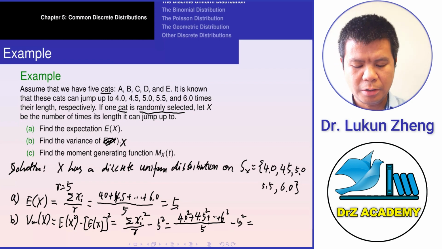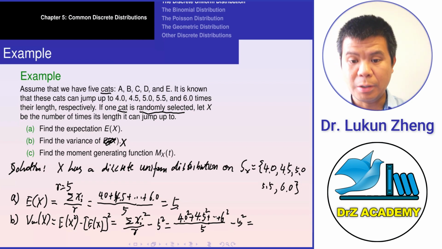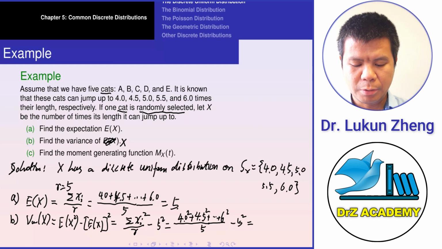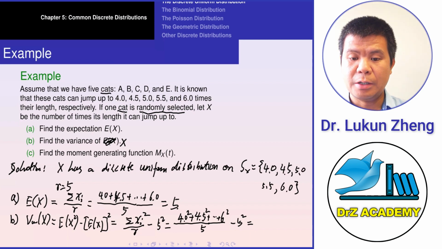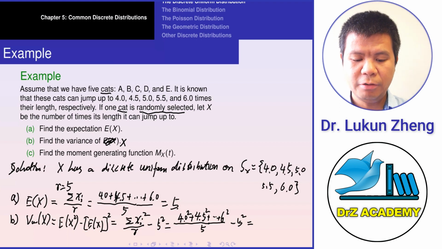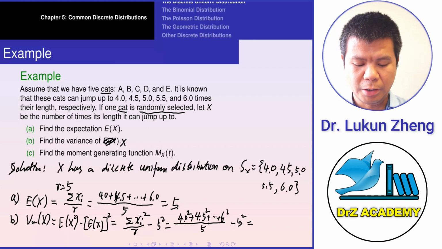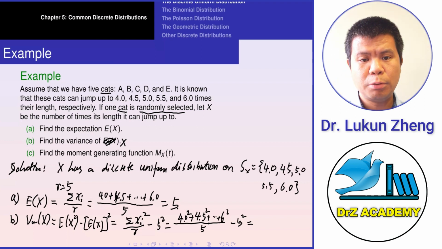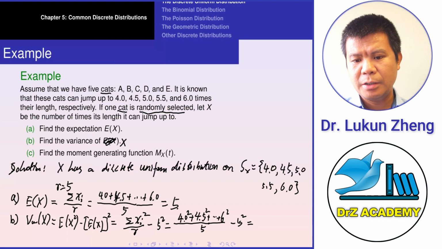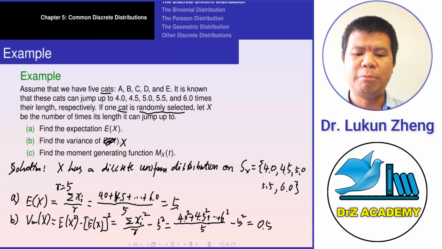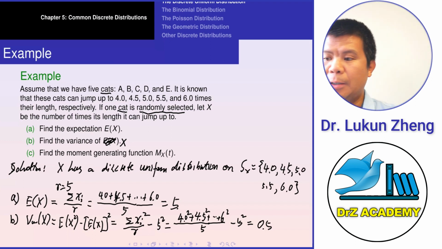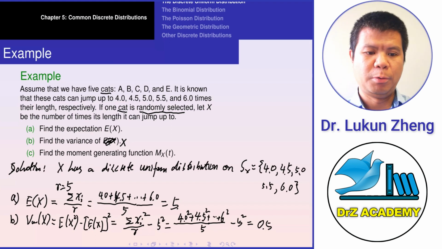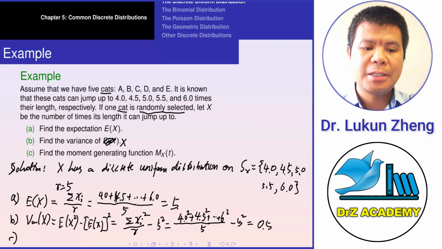4 squared plus 4.5 squared plus 5 squared plus 5.5 squared plus 6 squared, right? So the summation divided by 5 and then minus 5 squared, right? So 25. Okay, so I got 0.5. Is that right? Okay, so 0.5. All right, so that's what I get. And now part C here.